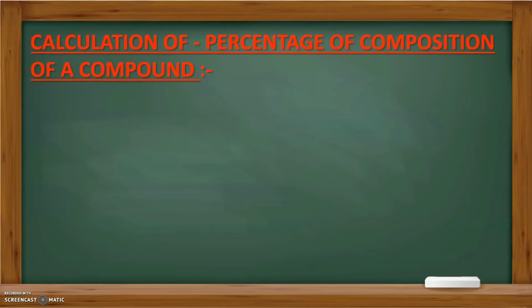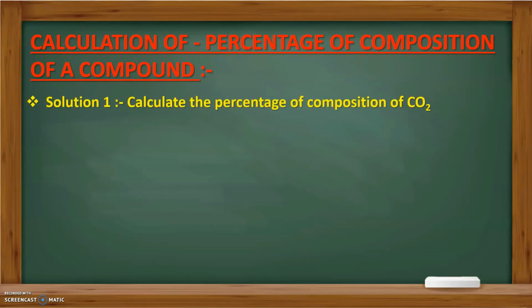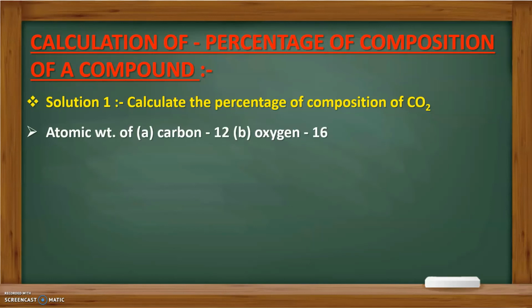Now finally, I will teach you the calculation of percentage of composition of a compound. That is, which atom in the compound is contained at what percentage, which you will understand further. Let us understand this with a solution. Solution 1. Calculate the percentage of composition of carbon dioxide. Over here, we have to find what percentage of carbon dioxide is carbon and what percentage of carbon dioxide contains oxygen. The atomic weight of carbon is 12 and the atomic weight of oxygen is 16.